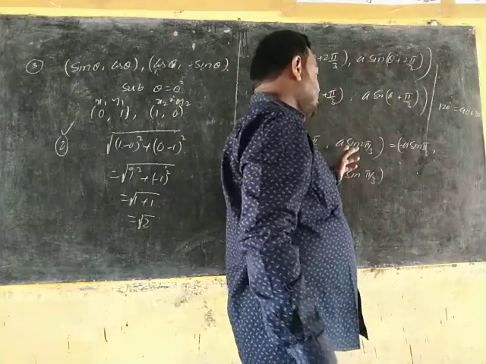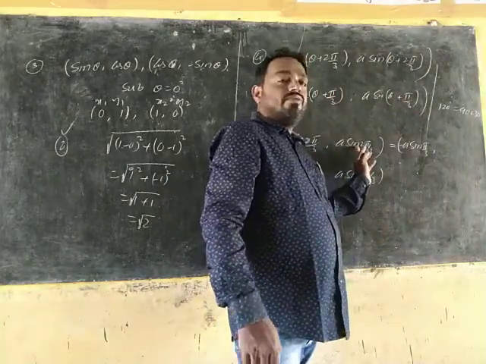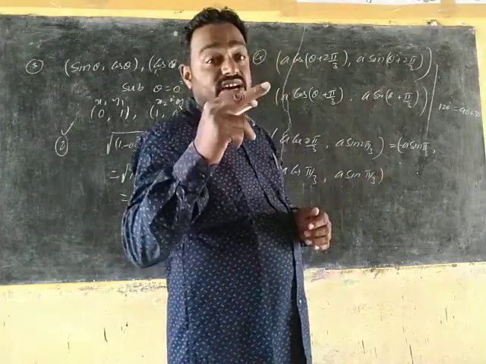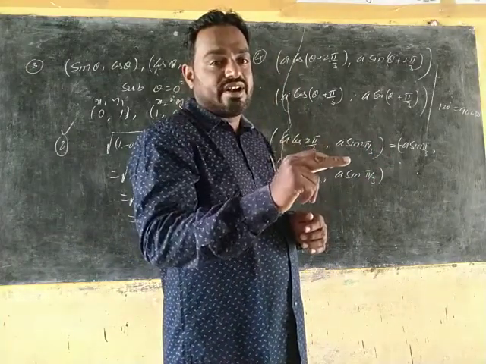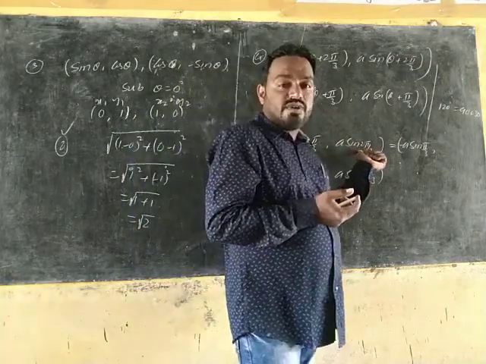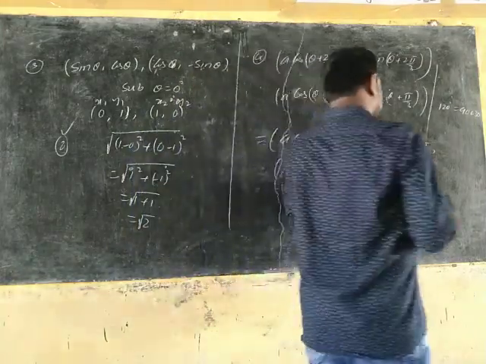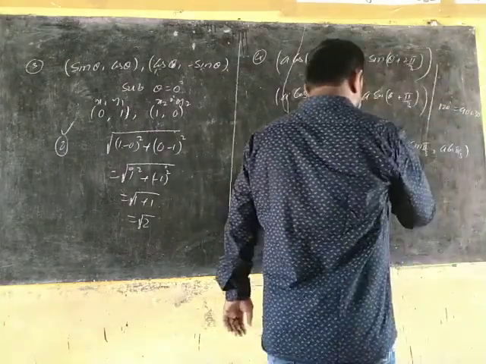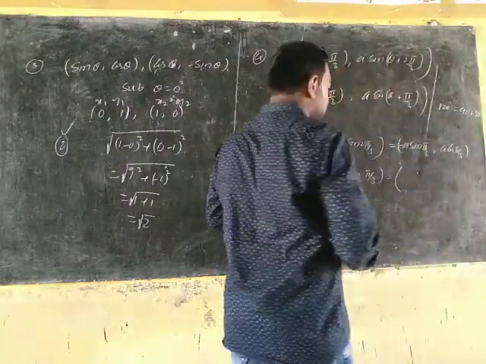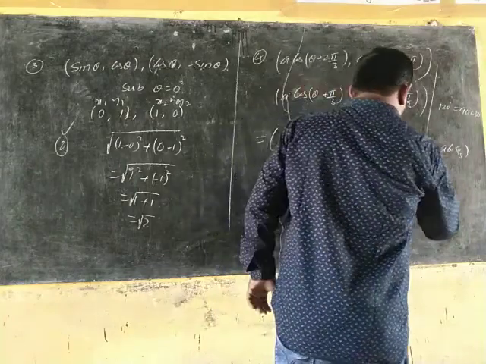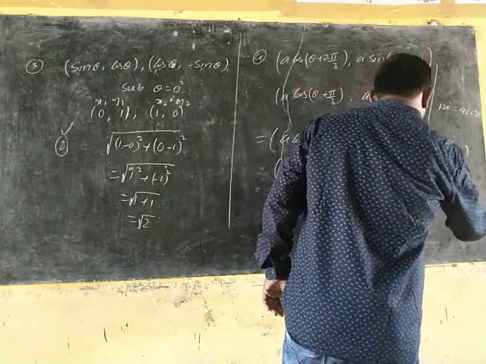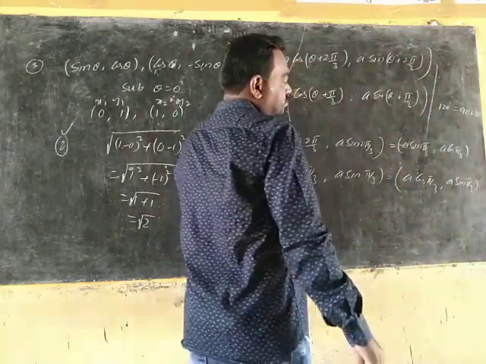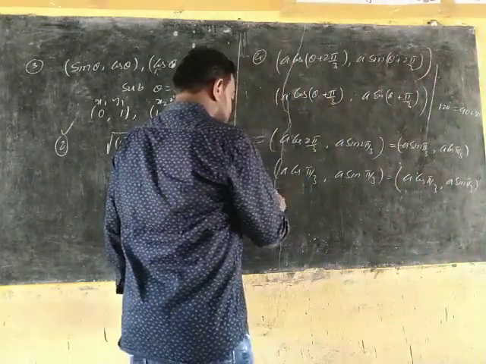Next to it, a sin of 90 plus 30. Sin of 90 plus theta is plus cos theta, as 90 plus theta is in the second quadrant, and in the second quadrant sine is positive. So this is a cos pi by 3. Next coming to this point, a cos pi by 3, comma a sin pi by 3. This one I have written as it is.